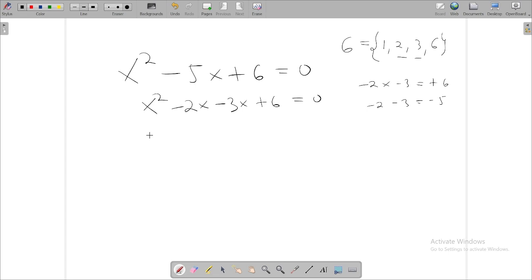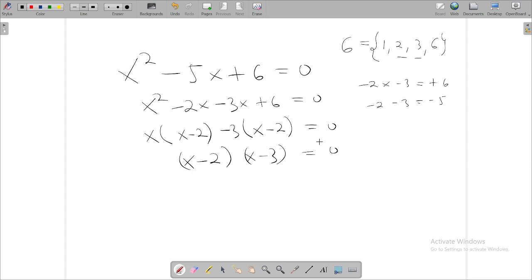Then we can factorize x out. We have x times x minus 2. Then here, the common factor is minus 3. We have minus 3 times x minus 2. This is equal to 0. So we have x minus 2 and then x minus 3 is equal to 0.